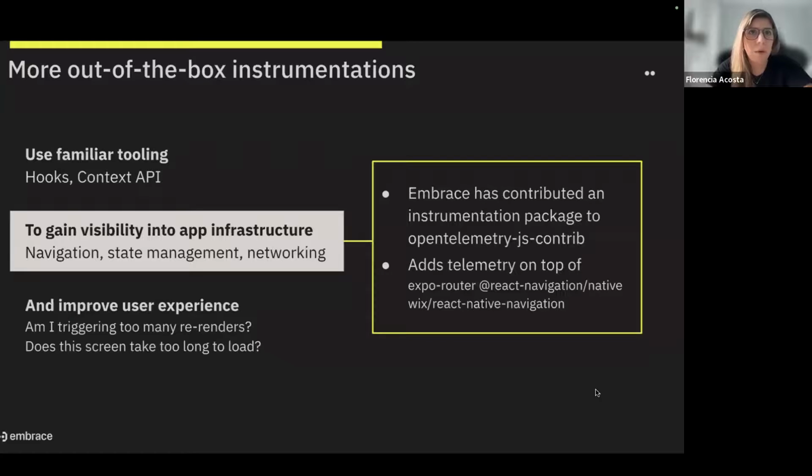Navigation is a great example of those common flows. Here at Embrace, we actually started the process of contributing to the community by adding the first React Native specific package to the OpenTelemetry JS contrib repo. This one creates telemetry data on top of the 3 most popular libraries used for navigation. They are Expo Router, React Navigation Native, and the Wix one.